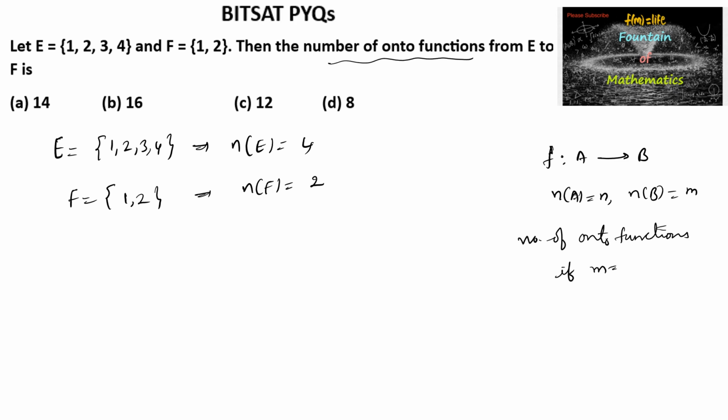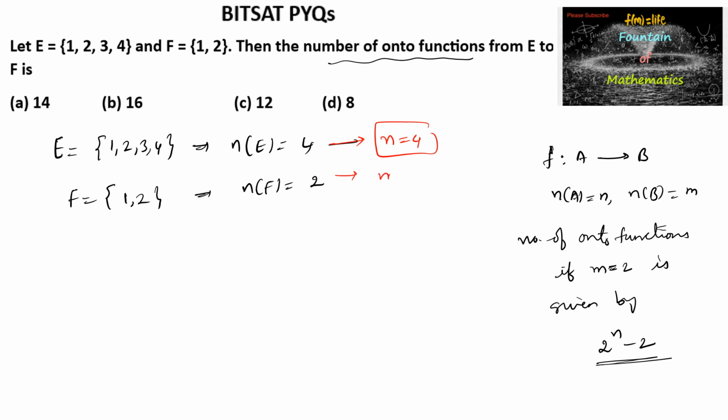if m is equal to 2 is given by 2 to the power of n minus 2. So here n is equal to 4, so the number of elements in the first set, n is equal to 4.